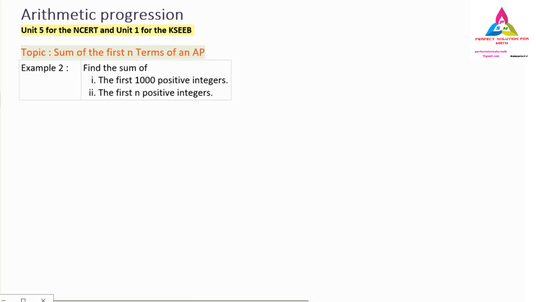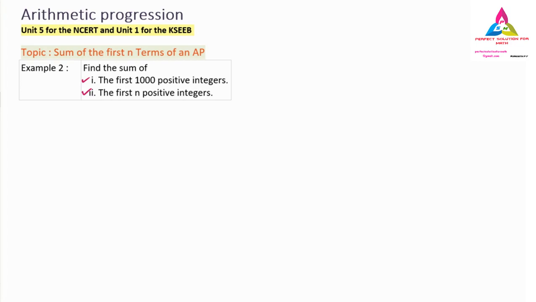Coming to the second question, example 2, the first n positive integers. This is the most important question from the examination point of view, because this type of question will be asked for 1 mark, as a multiple choice question or a direct question. Why is that? Because it is a formula, not an example problem, actually. What they have given in the question is similar to the first question: the first n positive integers.